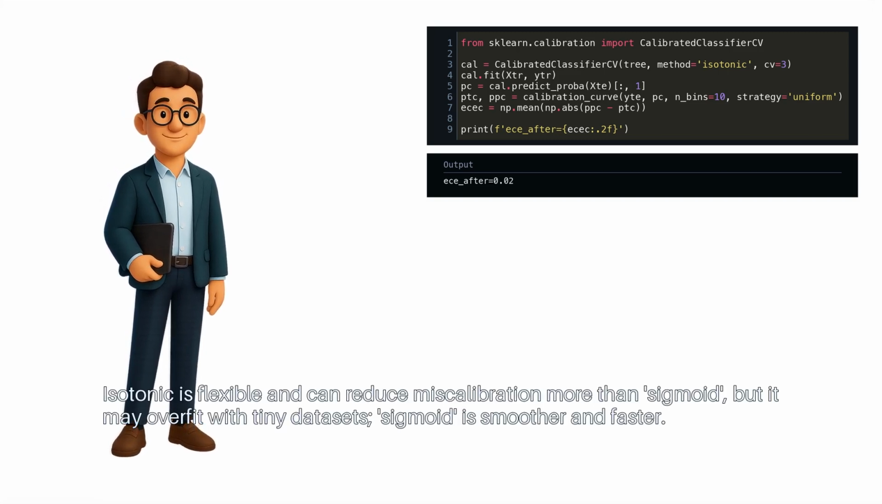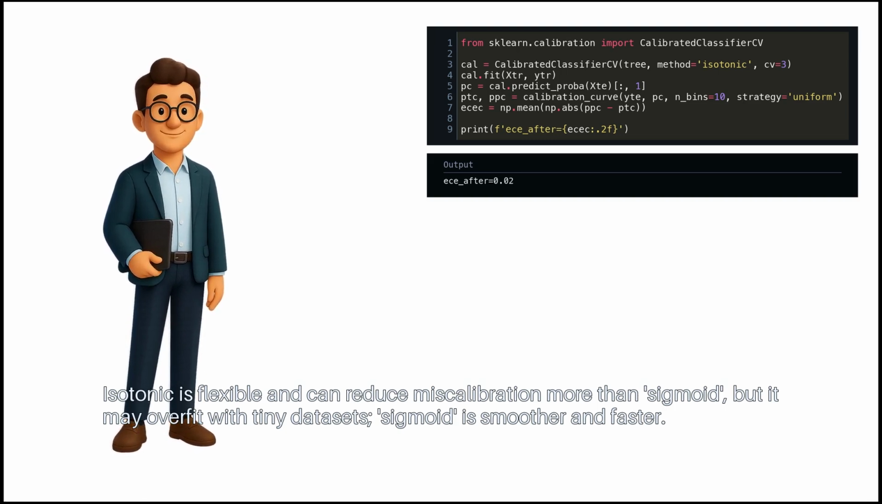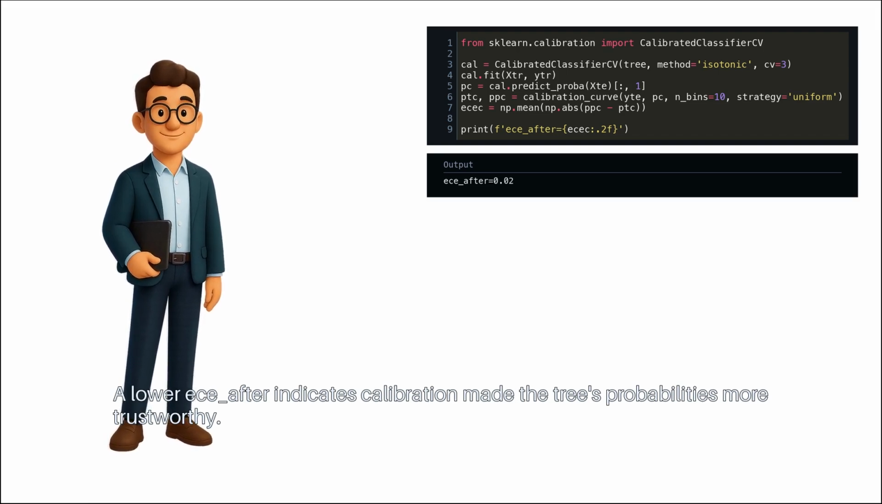Isotonic is flexible and can reduce miscalibration more than sigmoid, but it may overfit with tiny datasets. Sigmoid is smoother and faster. A lower ECE after indicates calibration made the tree's probabilities more trustworthy.